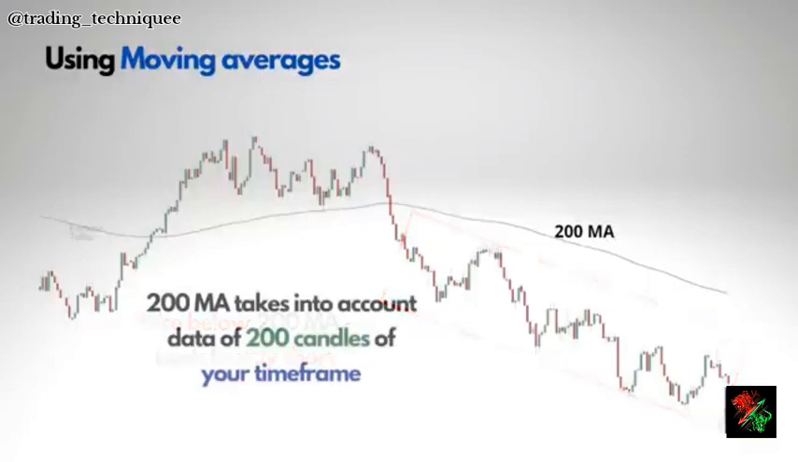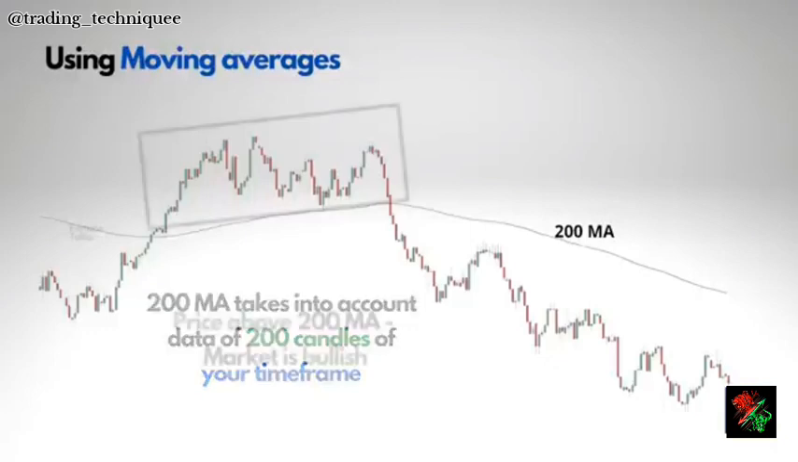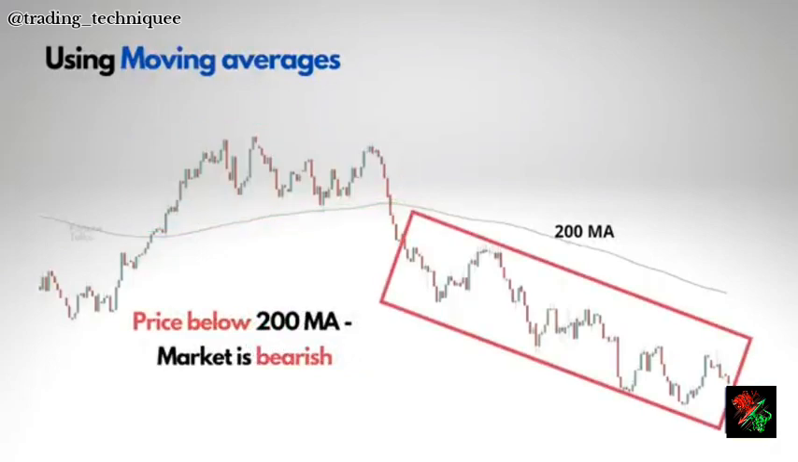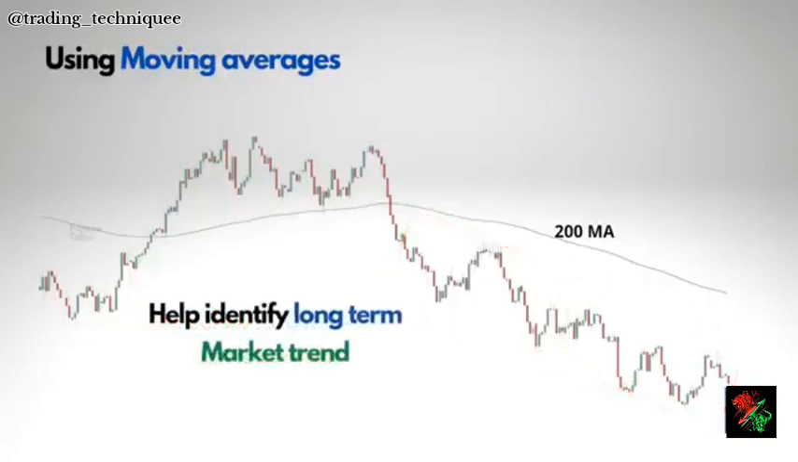Now the reason for this is quite simple. If you think about this, the 200 period moving average summarizes the price of the last 200 candles based on your time frame. So if the price is right now above the 200 moving average, it is telling you that the price has been trending higher. And similarly, if the price is below the 200 moving average, it is telling you that the price has been trending lower. This is a simple way to tell you what's the long-term trend on the particular chart that you're trading.